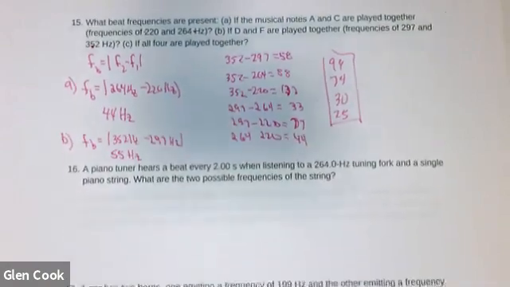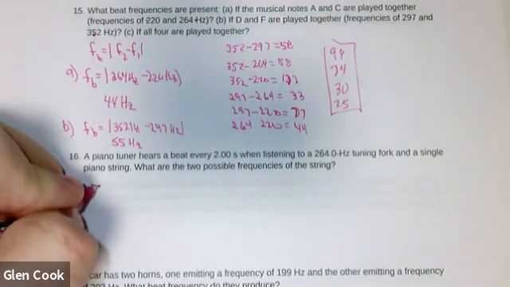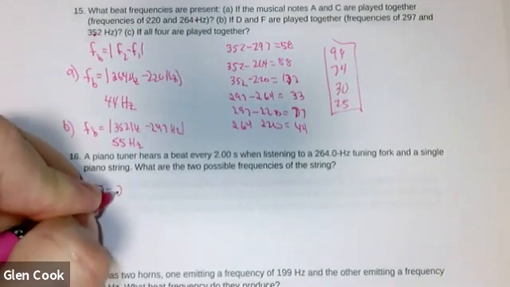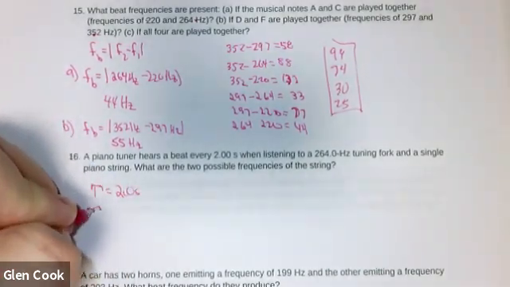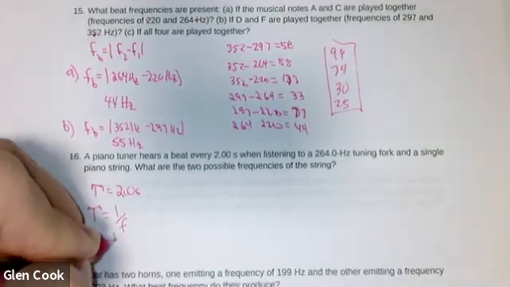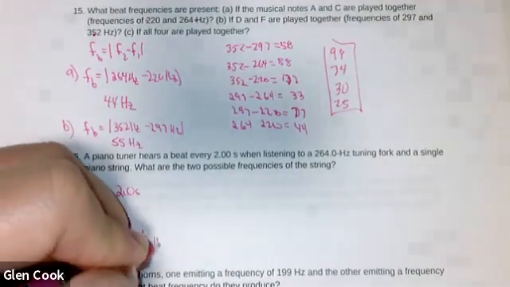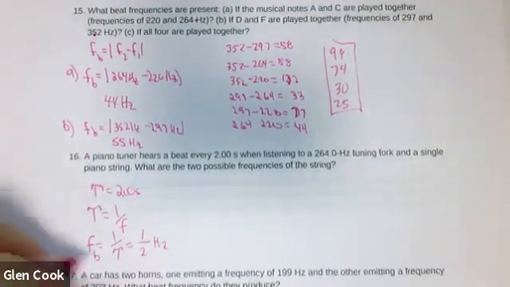Let's look at number 16. A piano tuner hears a beat frequency every 2 seconds. Well, what is that? 2 seconds. That's the time between the beats. That's the period of the beat. And if period equals 1 over frequency, then the frequency of the beat is 1 over the period of the beat. So it's 1 over 2 seconds, so it's a half a hertz. So that's the beat frequency.